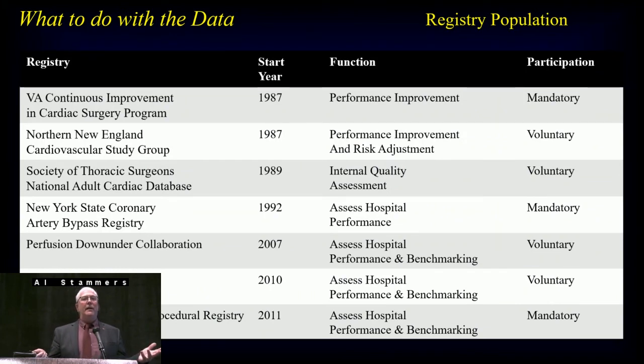Okay, you have this data. Now, what do we do? These are the registries that are out there right now, which are cardiac surgery based. There are over 200 in the United States right now, in fact, throughout the world. VA is the oldest, Northern New England right behind them, STS in 1989. This is the biggest. This is what we do most of our risk stratification on.